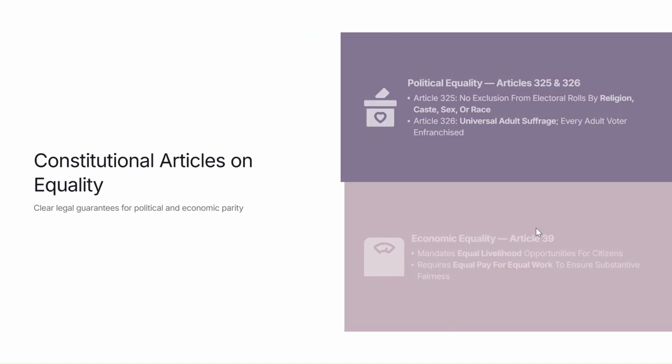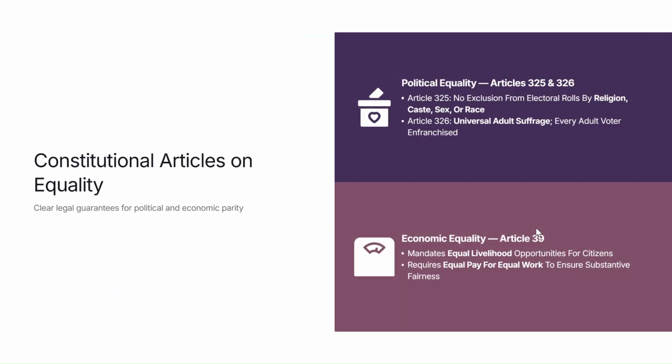Now we move on to the articles linked to equality that is present in our constitution. With respect to political equality, we have articles like Article 325, that is no exclusion from electoral rolls on basis of religion, caste, sex, or race, and Article 326, that is universal adult suffrage. And with respect to economic equality, we have articles like Article 39, which dictates equal livelihood and equal pay for equal work.